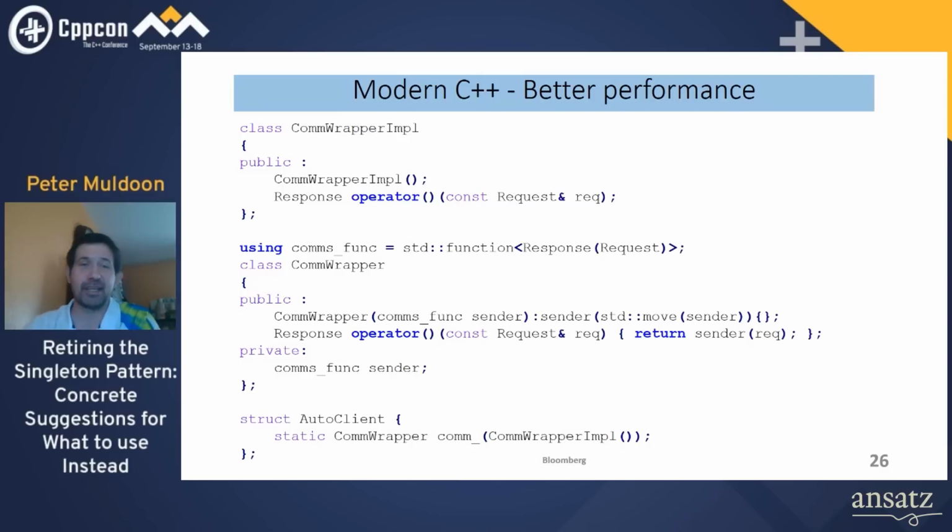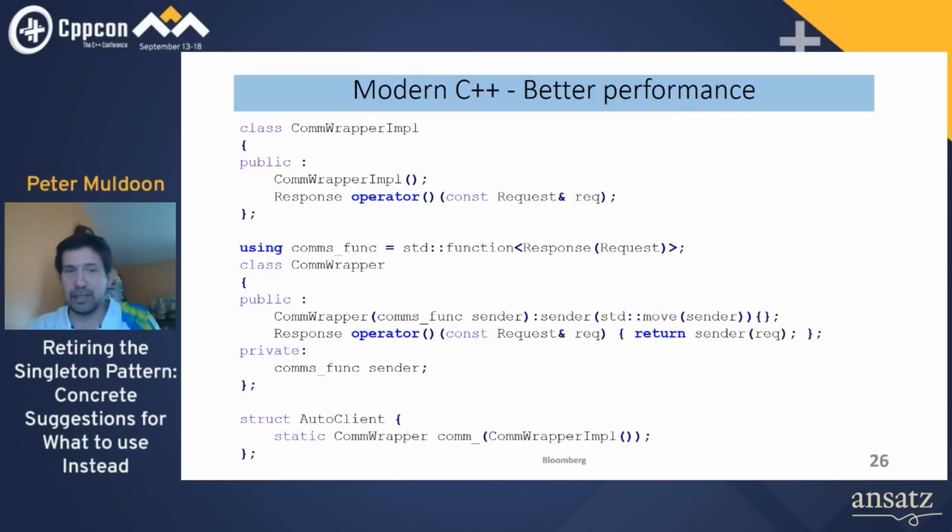So my com wrapper impl is exactly the same as what my com wrapper was before. All I'm going to do is introduce a new class called com wrapper. The only function of this is to capture the std::function inside of it. So in the constructor, which will be called once in my static initializer, I'll capture that function and hold it as a member. And anyone that calls that operator parens, there'll be no copying anymore. It will just call the internal sender, but there is no virtual anymore.